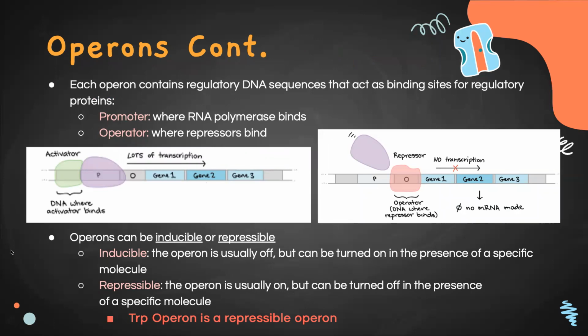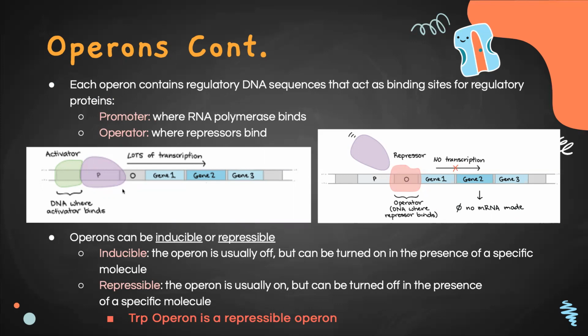Okay, so each operon contains regulatory DNA sequences that act as binding sites for regulatory proteins. Basically that just means within the operon, there are promoters and there are operators. The promoter is where the RNA polymerase binds, whereas the operator is where a repressor will bind. In our case, it's a repressor. It could also be activators, depending on what operon you're talking about.